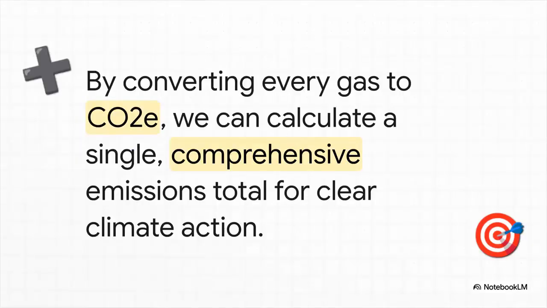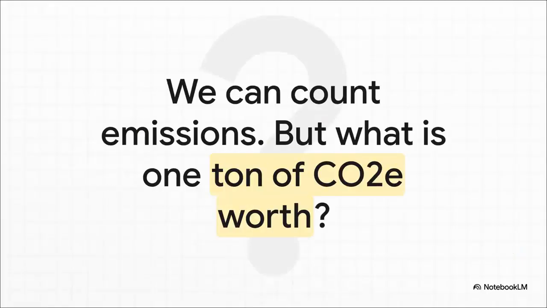So, at the end of the day, that's the magic of this system. It lets us take this really complex mix of different gases, all with their own unique properties, and boil it all down to one single, understandable number. It gives us a clear, unified, and actionable picture of our total climate impact. Of course, once you can count something perfectly, the very next question is, what's it worth? Having a universal unit is the first critical step, but putting a price on that unit? Well, that's the multi-trillion-dollar question that the entire world is trying to figure out right now. And that's a story for another day.